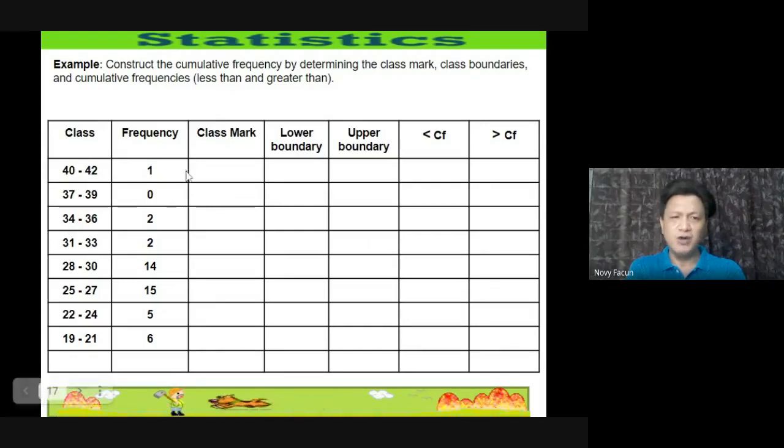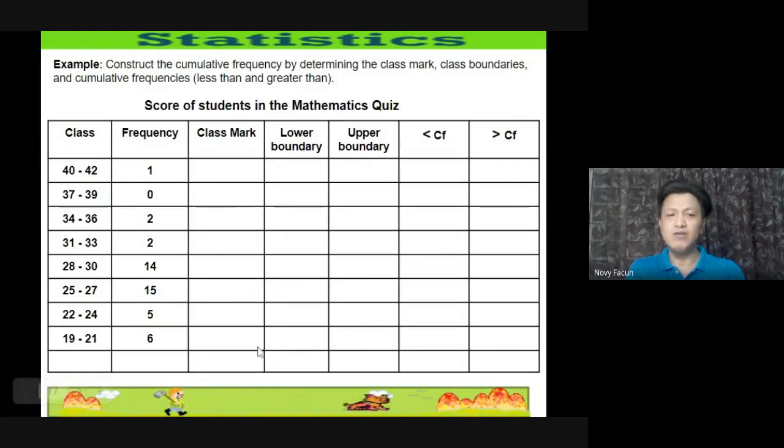So, ibig sabihin nito, hahanapin natin yung class mark, di ba? How to find the class mark? I-add lang natin yung lower limit tsaka upper limit, divide by 2. Kaya dito, 19 plus 21 divide by 2, that is equal to how many? Okay. And by the way, this is the score of students in the mathematics quiz. Siyempre, hanapin muna natin yung kanyang frequency. The total is, i-add mo lang lahat to, that is 45. And then we can now find the class mark.